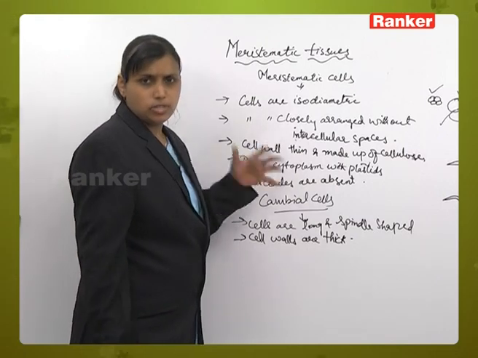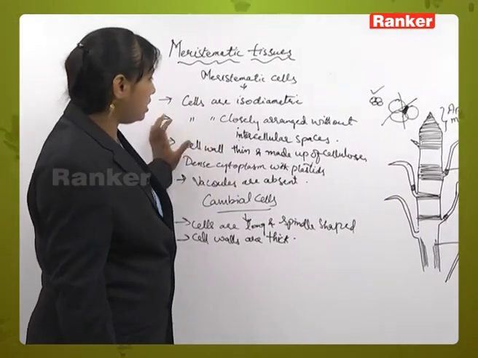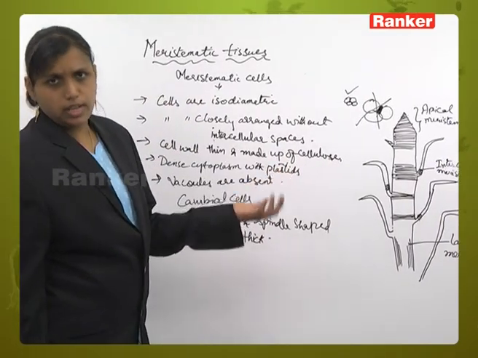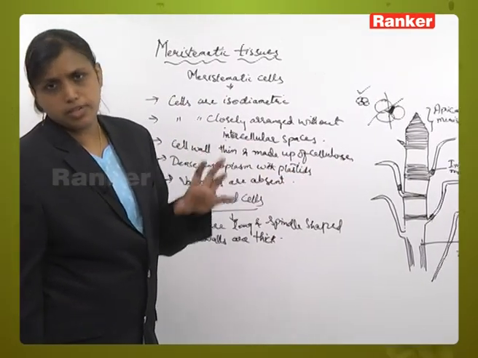Now these are the basic characteristics for identifying meristematic cells in the tissue organization of the plant body. On the basis of these points, we can say that these are meristematic tissues, and these are simple tissues. Now we will go for the classification of the meristematic tissue.